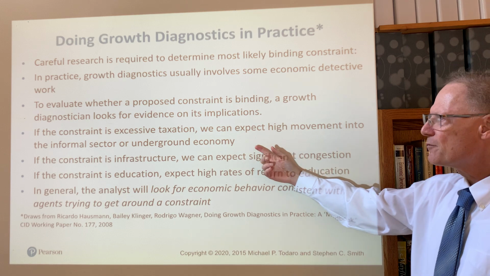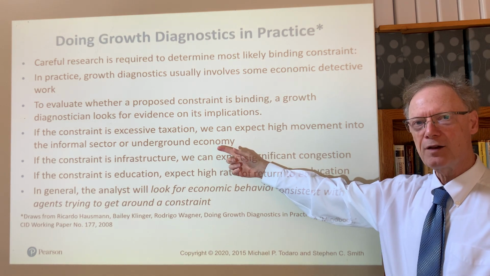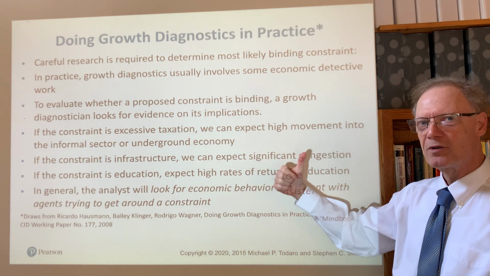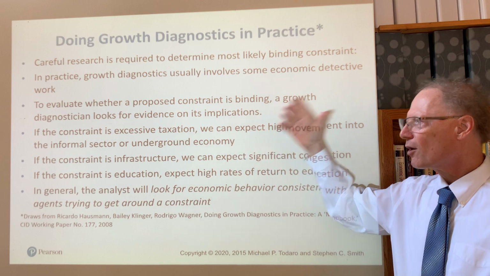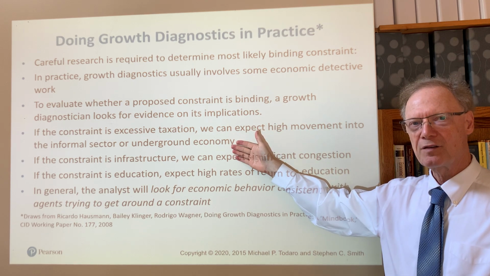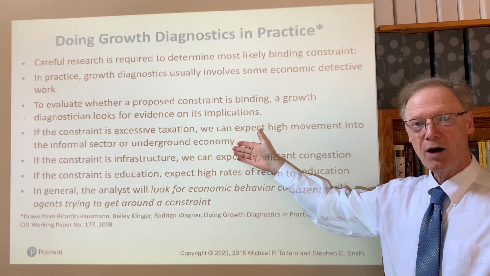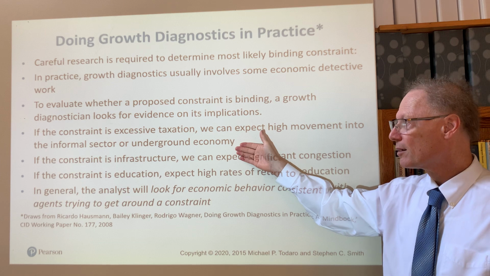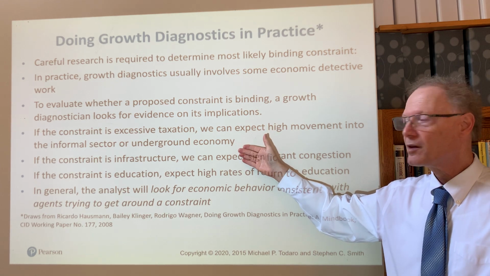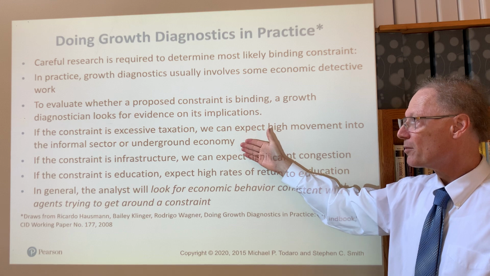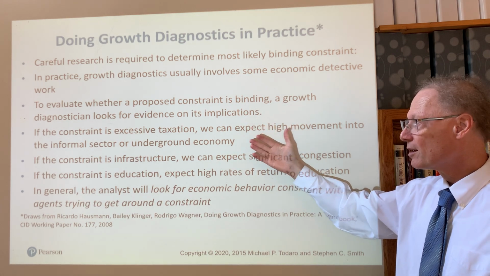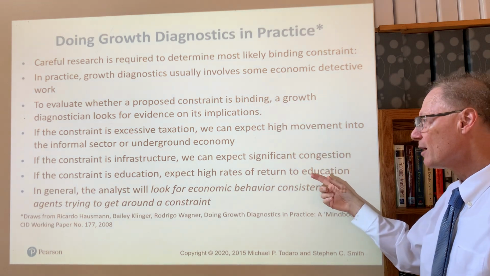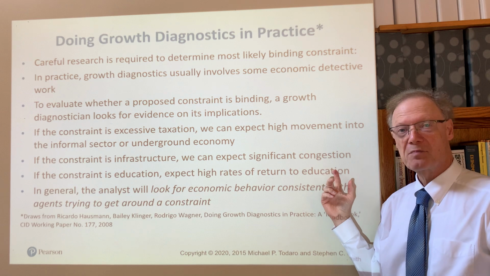So examples, if the constraint were to be excessive taxation, you can expect a high movement of potential entrepreneurs into the informal sector or so-called underground economy where taxes can be evaded. It has costs to operate in this sector. You may not have legal protections and so on. So it depends on the benefits as well, which could be tax evasion if taxes are sufficiently high or too high. If the constraint is infrastructure, you can expect a lot of congestion.